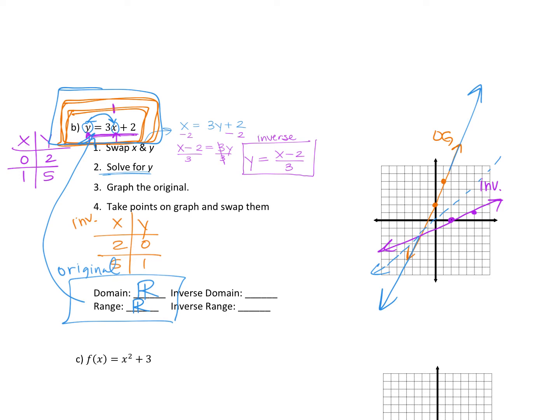Here's the beautiful thing about inverse, domain, and range. All you do is swap them. So your range for the original is your domain for the inverse, and your domain for the original is your range for the inverse. Okay, so just like you swapped your x and your y, you swap your domain and your range, your x's and your y's, right? Okay, any questions on that?